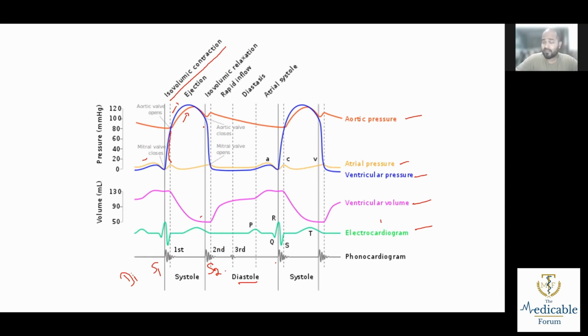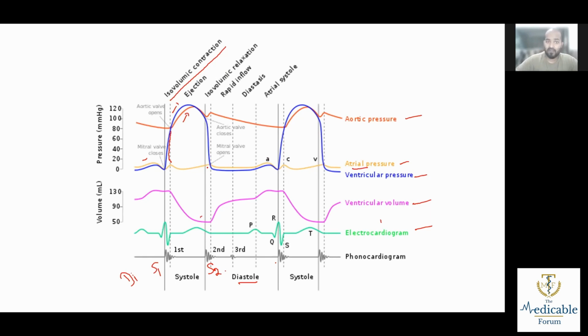So then the ventricular pressures keep dropping. The ventricular pressures come down, drop, drop, and then it comes to a point where it drops below the atrial pressures. Then what happens is your mitral valve opens.